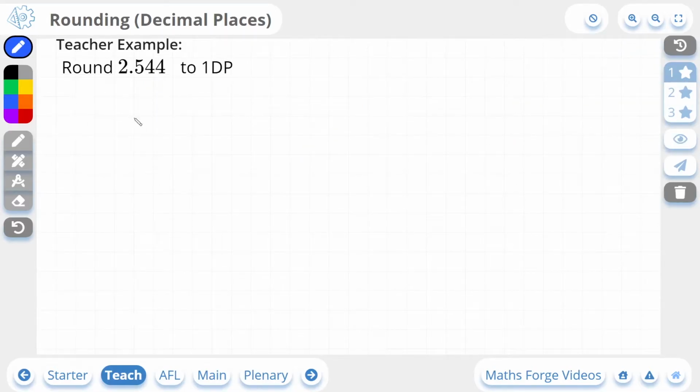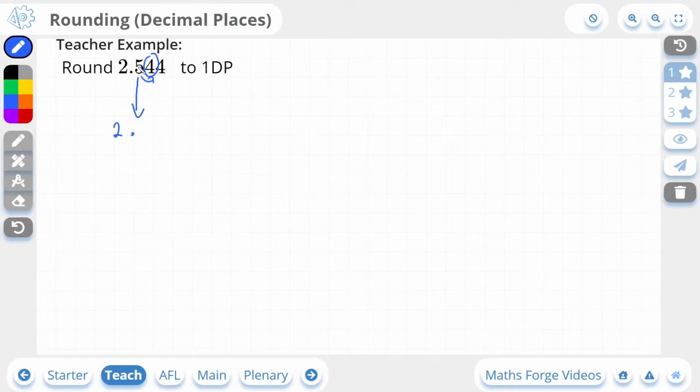We'll do another 1-star example. Here we're being asked to round 2.544 to 1 decimal place. So since it's 1 decimal place, we're going to check the number in the first decimal place, which is this 5. Everything before it stays the same. Check the number directly to the right of it, which is a 4. Now the number directly to the right of it, this 4, is it 5 or greater? No, it's not. It's less than 5.